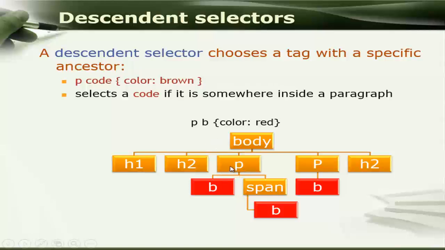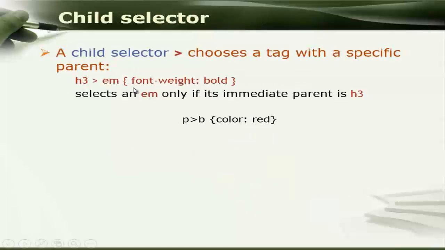So this B is a descendant. Although it's a child, it's still a descendant. This B is also a descendant, even though it's not a direct child, but it is a grandchild. It's going to work fine. Whereas here it's the direct child. So this is how we specify the parent and the space descendant followed by the root.